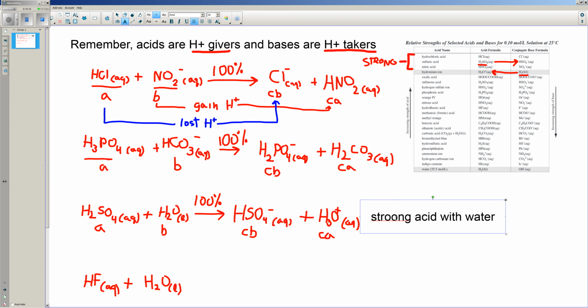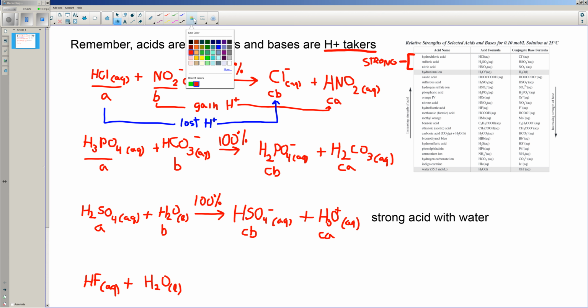Last one we want to talk about is a weak acid with water. So I'll erase on my chart and we'll do the same thing, but this time we're not going to use one of the big 3. We're going to be using something a little bit further down. So hydrofluoric acid. Hydrofluoric acid, nasty stuff. Even though it is not a strong acid, it is still very dangerous. So we are reacting HF aqueous with H2O liquid.